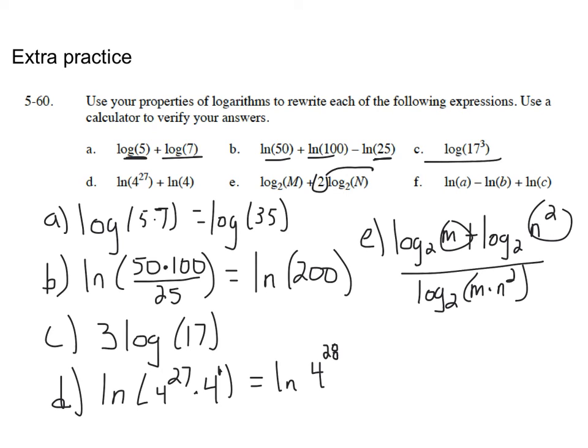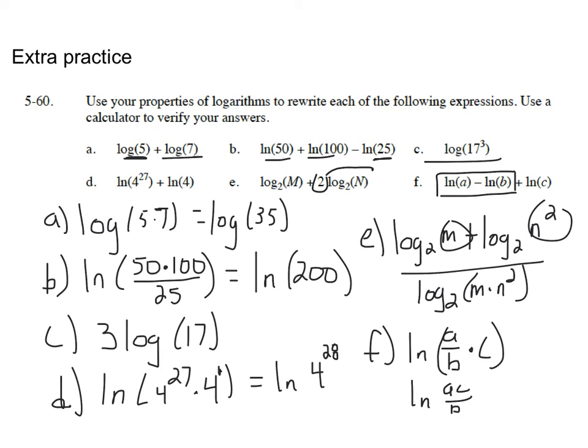And in the last one, we have subtraction. So I'm going to take the ln of a divided by b, and then plus c, so then that would be times c. Or another way to write it, the ln of a c divided by b.